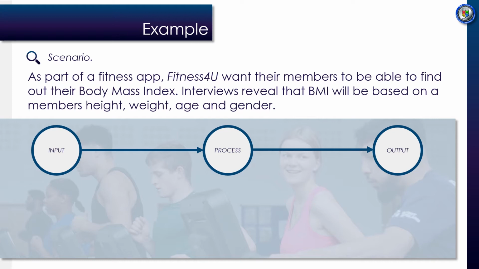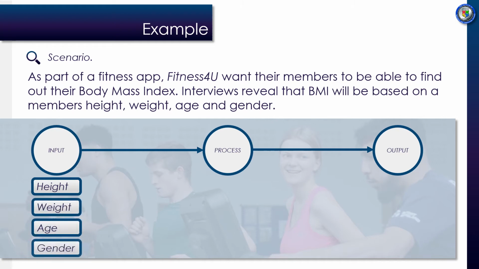In this first example, we have a scenario where a fitness app is being developed. Now, as part of the fitness app, Fitness for You want their members to be able to find out their body mass index. Interviews revealed that the BMI will be based on the members' height, weight, age and gender. Our first step is to identify our inputs. These will be our height, our weight, our age and our gender.